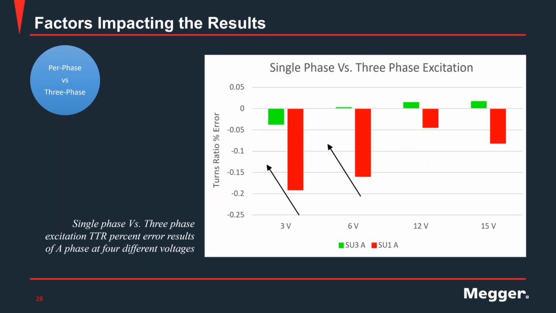Next example, also comparing single phase versus three phase excitation. Once again, showing negative errors for the first and second bars. So when I do three phase excitation, my error will come closer to zero. In this case, I'm also showing the combined effect of three phase with different voltages.